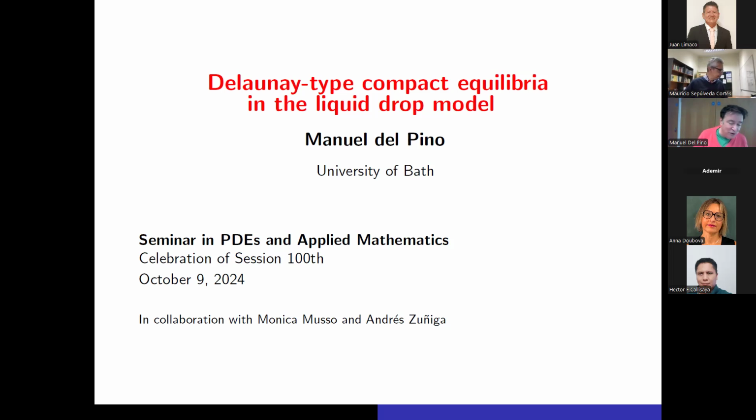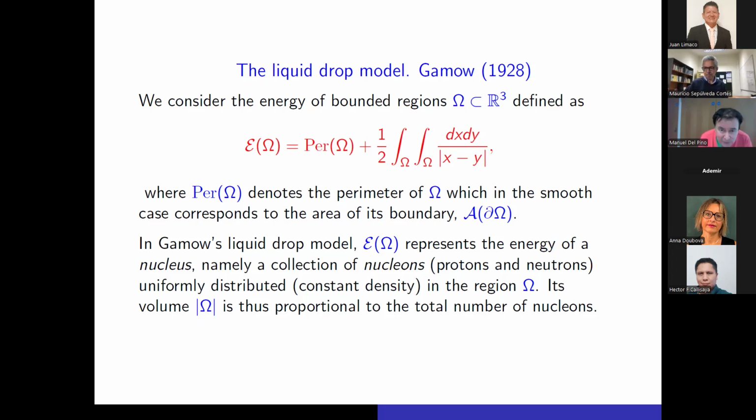And okay, so the topic of my talk today is a relatively classical problem in calculus of variations that I will describe, which is called the liquid drop model. The liquid drop model was introduced in nuclear physics by Gamow in 1928, and it was essentially intended to model the energy of a nucleus, thinking of the nucleus as a region in space, where protons and neutrons coexist, distributed with about constant density, so that the volume of the region omega is proportional to the total number of nucleons. Very large, of course.